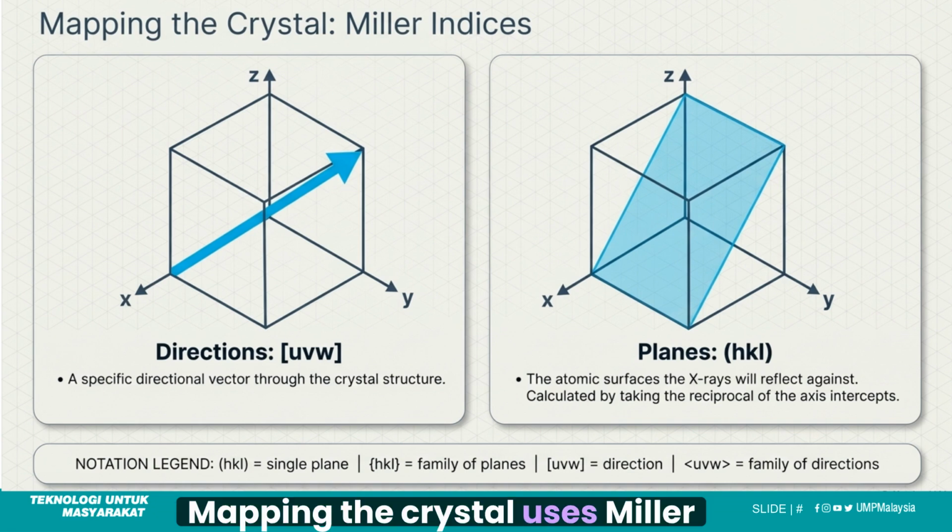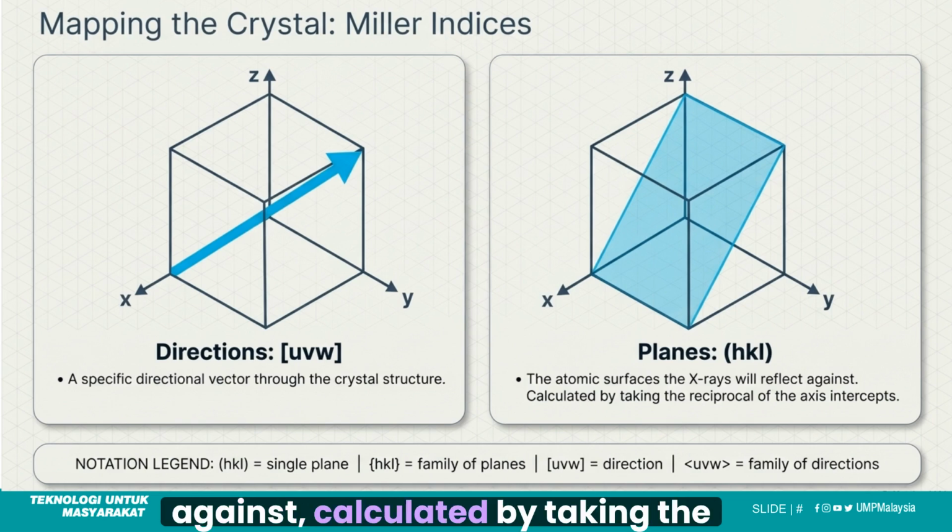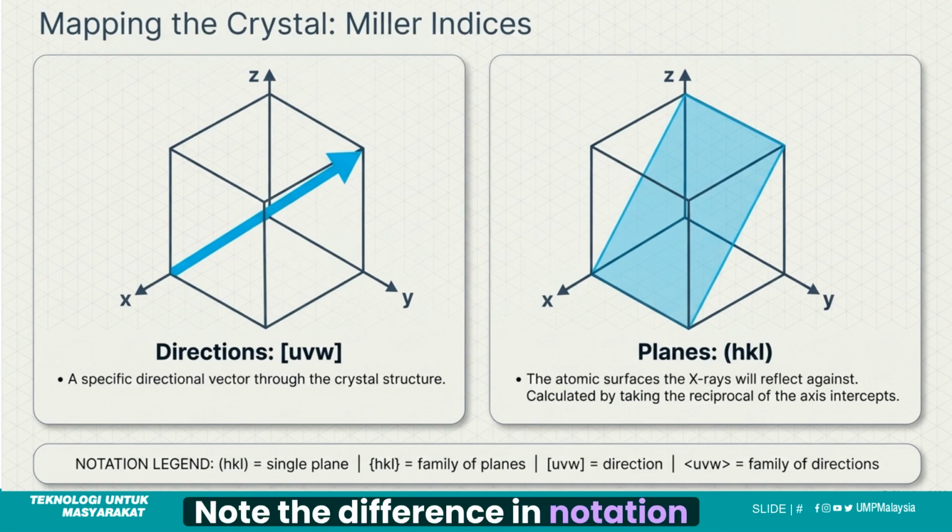Mapping the crystal uses Miller indices. Directions, UVW, are specific directional vectors. Planes, HKL, are the atomic surfaces the X-rays reflect against, calculated by taking the reciprocal of the axis intercepts. Note the difference in notation between single planes and families of planes.